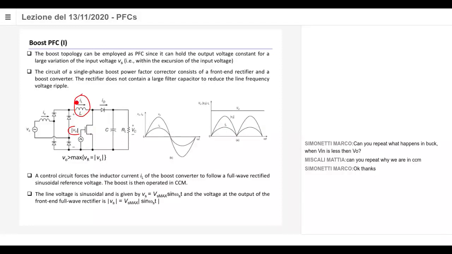DCM means that the current IL should be 0 for a short time interval, the idle T3 time interval. This is not the case. The current is always positive or can be 0 at just 1 point. So you are operating in the critical mode or in CCM. Okay, so this is why. It's a definition. You have to look at the current flowing in the inductor. If the current is totally positive, CCM. If the current has a period in which it is null, it is DCM. In between, you have a critical conduction mode.